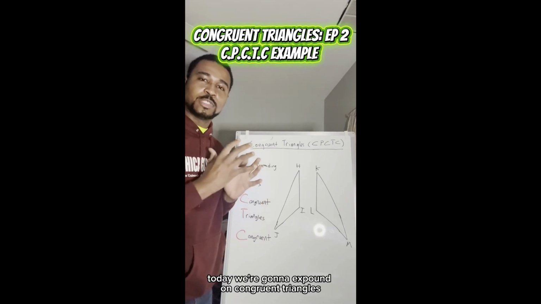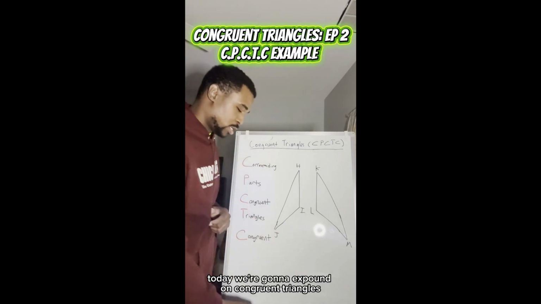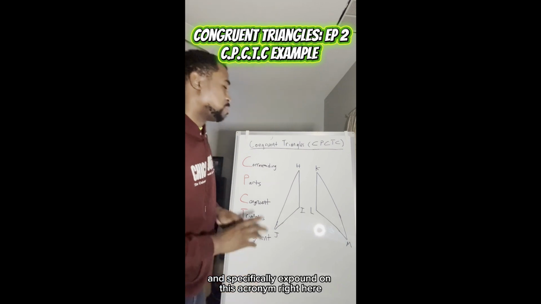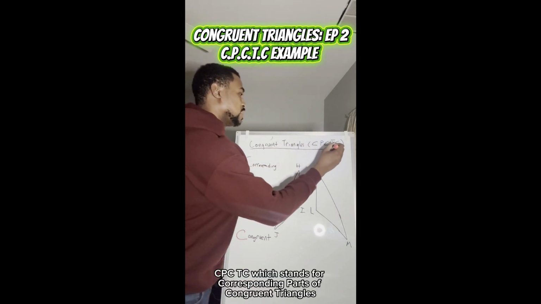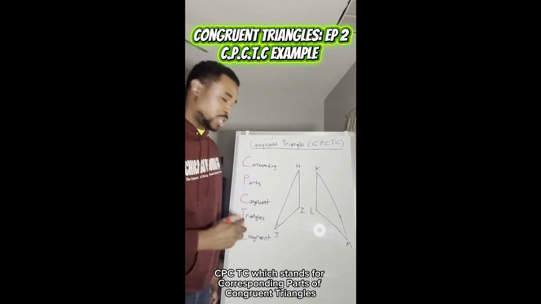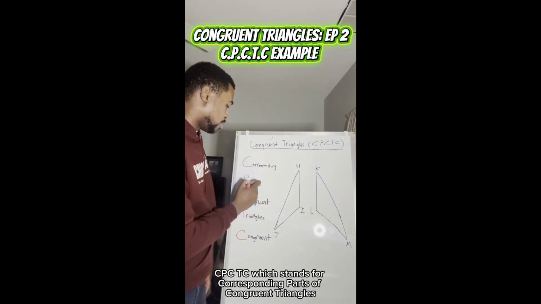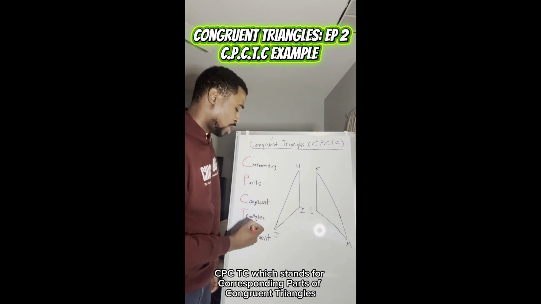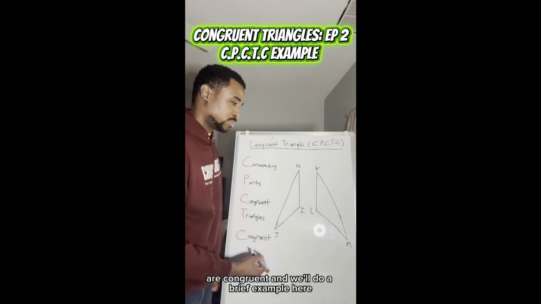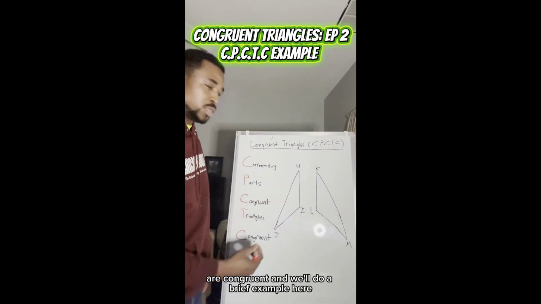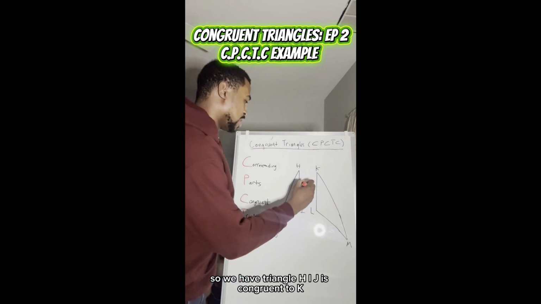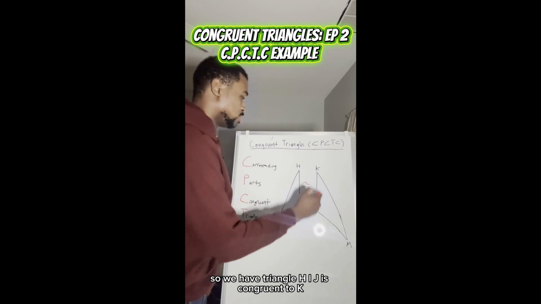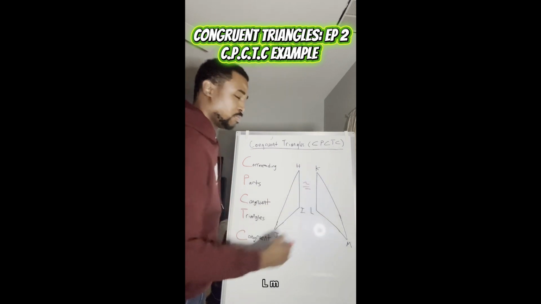Today, we're going to expound on congruent triangles and specifically on this acronym right here, CPCTC, which stands for corresponding parts of congruent triangles are congruent. And we'll do a brief example here. So we have triangle HIJ is congruent to KLM.